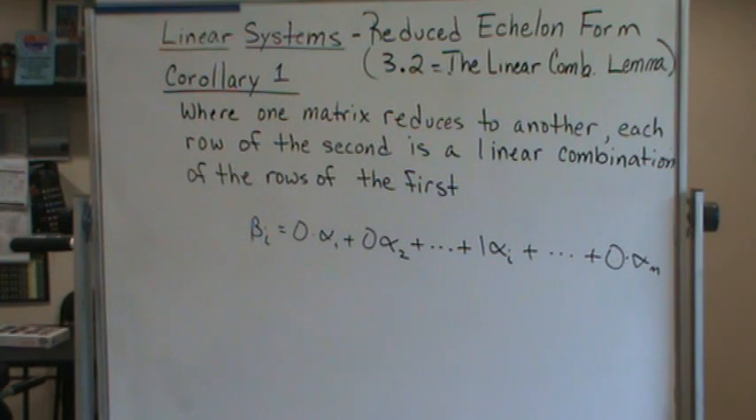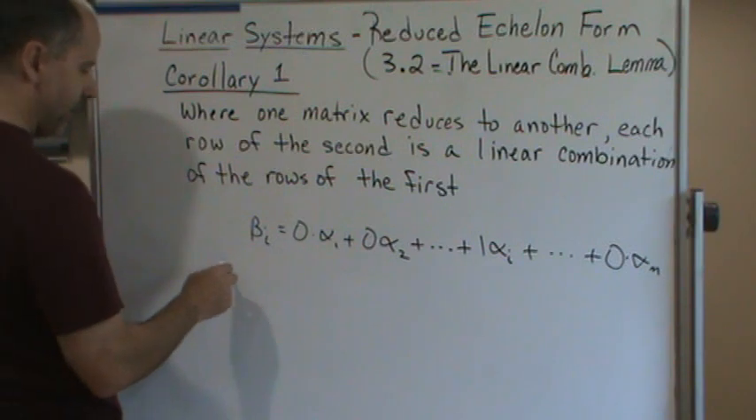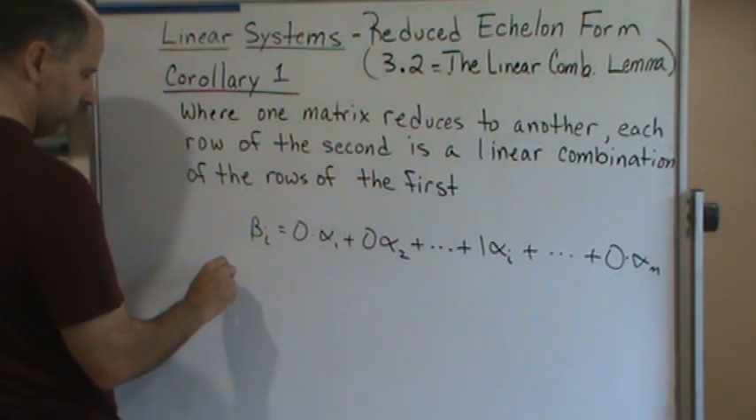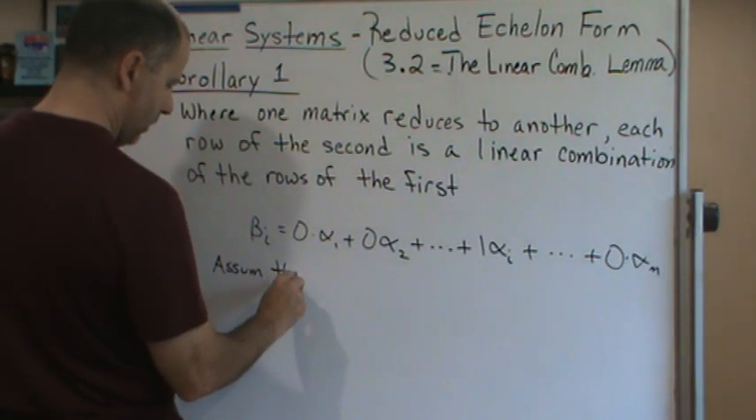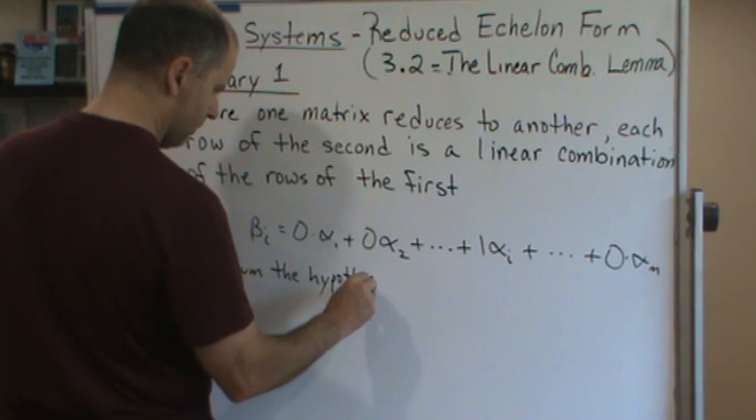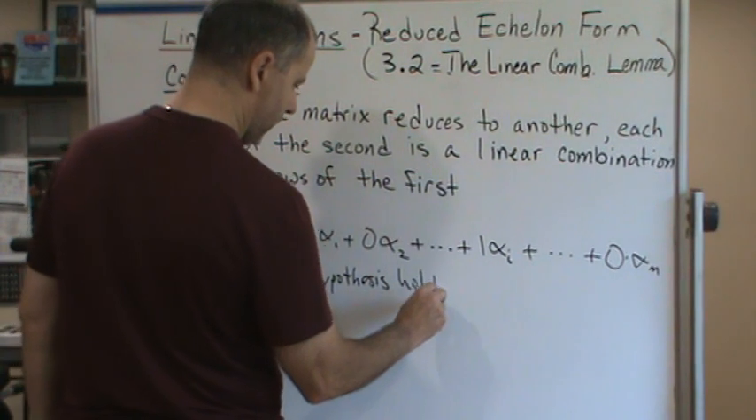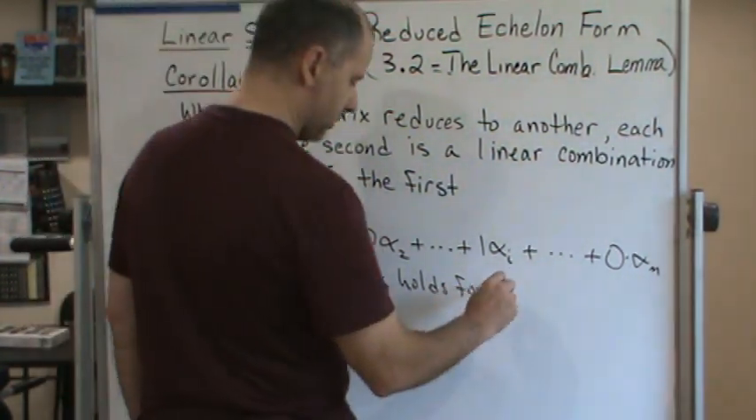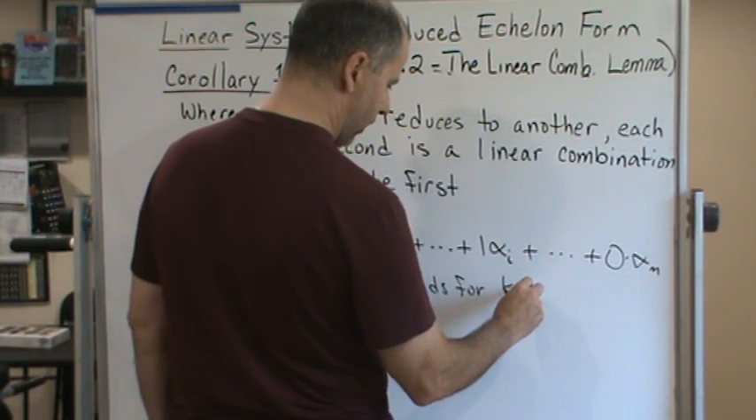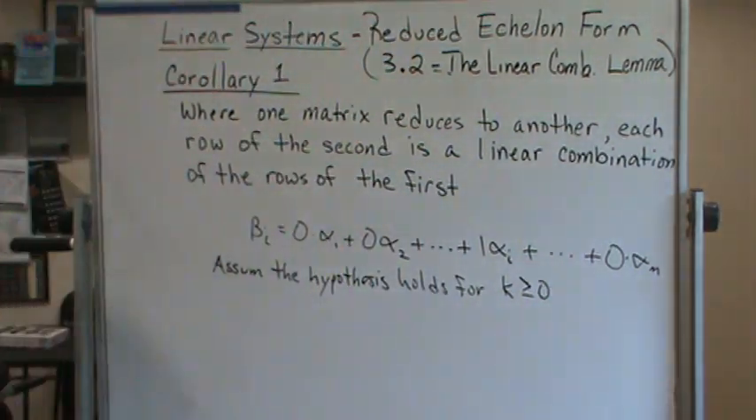And then for the inductive step, we're going to assume that this is true for some k greater than or equal to zero. We're going to assume the hypothesis holds for all k operations, for some k. So for any matrix that can be derived from matrix A in k or fewer operations, its rows are linear combinations of A's rows.